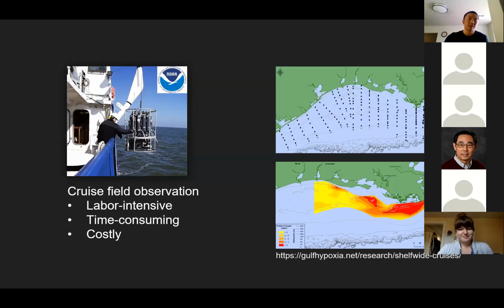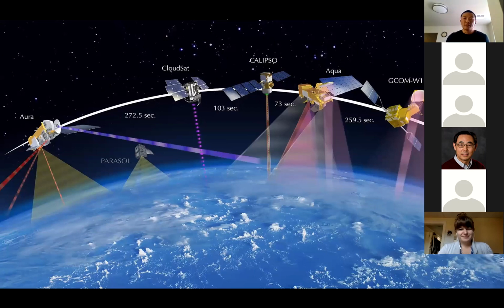For example, this kind of field observation research is labor intensive, time consuming, and also costly. So when I was taking Dr. Chi's remote sensing class, I began thinking about whether we can combine the remote sensing data with the observational data to map or monitor the change in the Gulf of Mexico area.